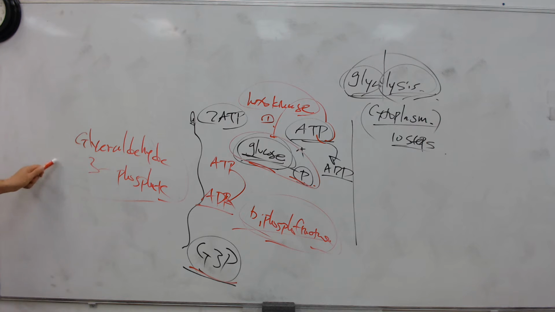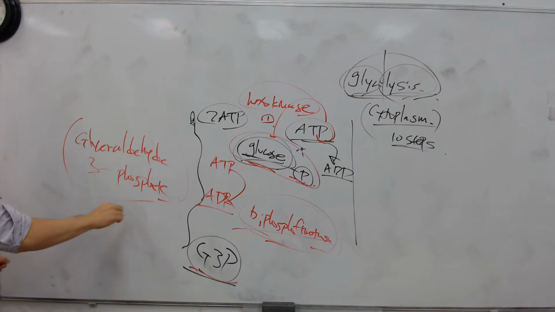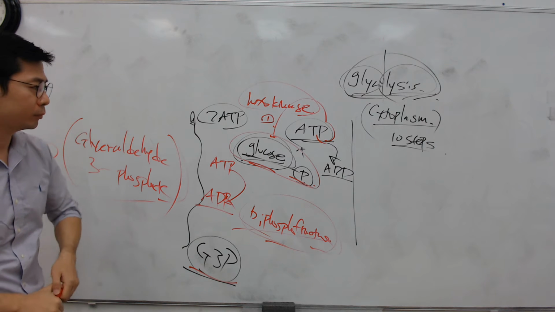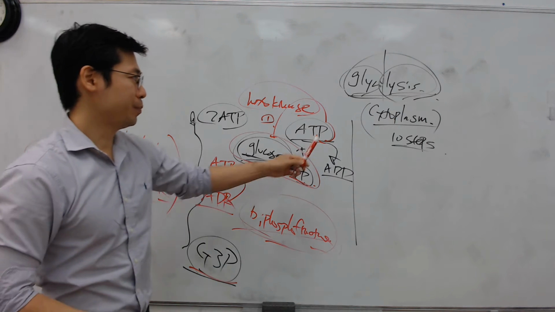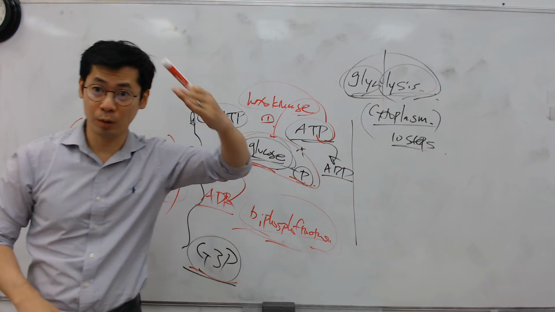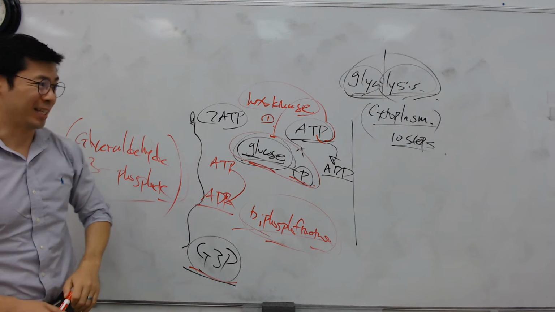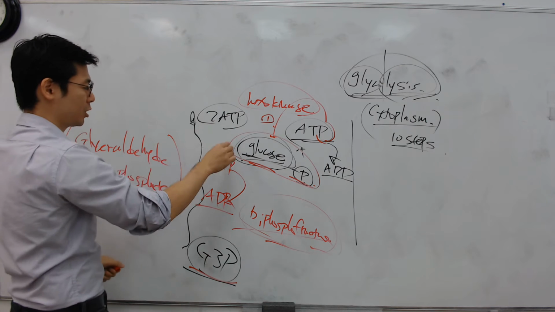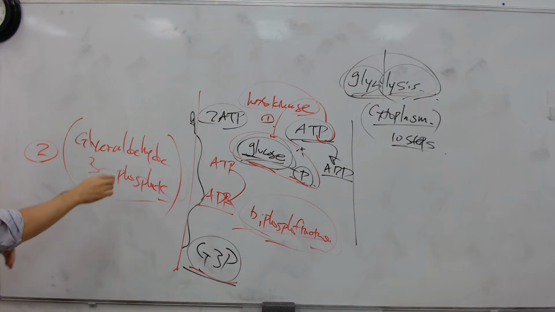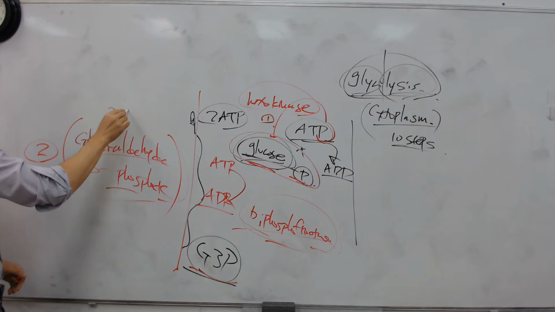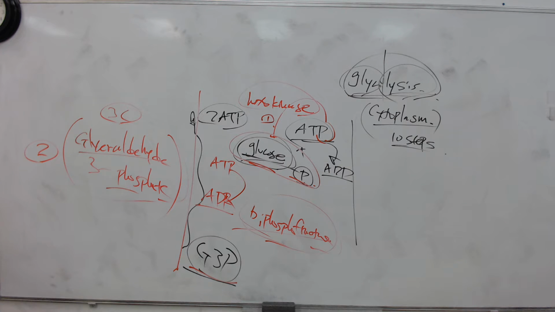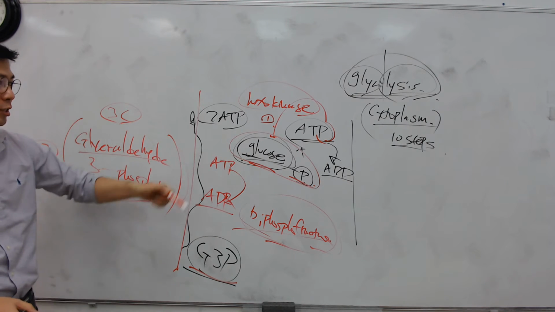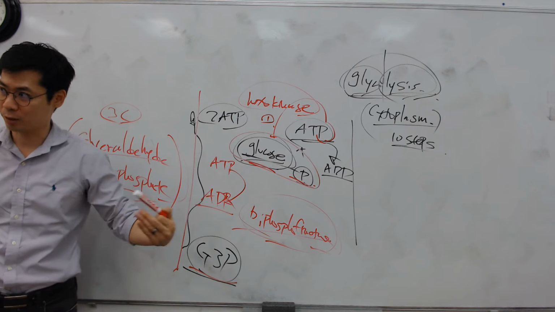There are 2 of these molecules, by the way, because they split up. The term glycolysis means splitting up the glucose molecule, and the splitting happens in the energy investment phase. Glyceraldehyde 3 phosphate is a 3-carbon molecule, and glucose is 6 carbons, so it splits and you get 2 of these. So the splitting actually occurs in the energy investment phase of glycolysis.